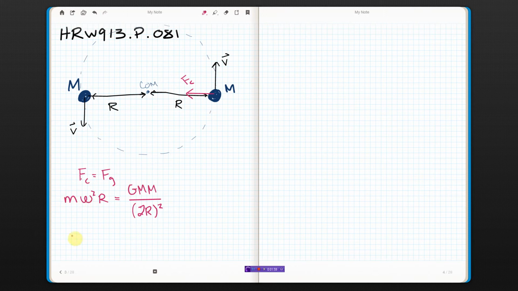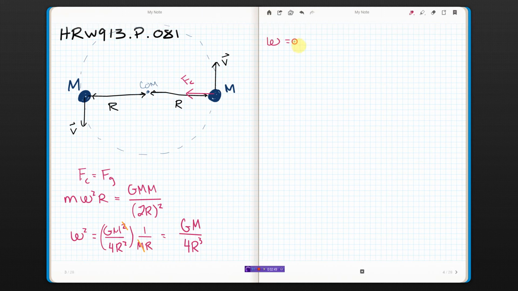If I solve for omega squared, I've got G m squared on the top. On the bottom, we've got 4r squared. Then, to get this stuff off of this side, we divide by m and r. Well, one m goes away, just one, though. The r's don't go away. They're all on the bottom. So that gives me G m over 4 r cubed. That's omega squared, so omega is going to be the square root of that stuff.